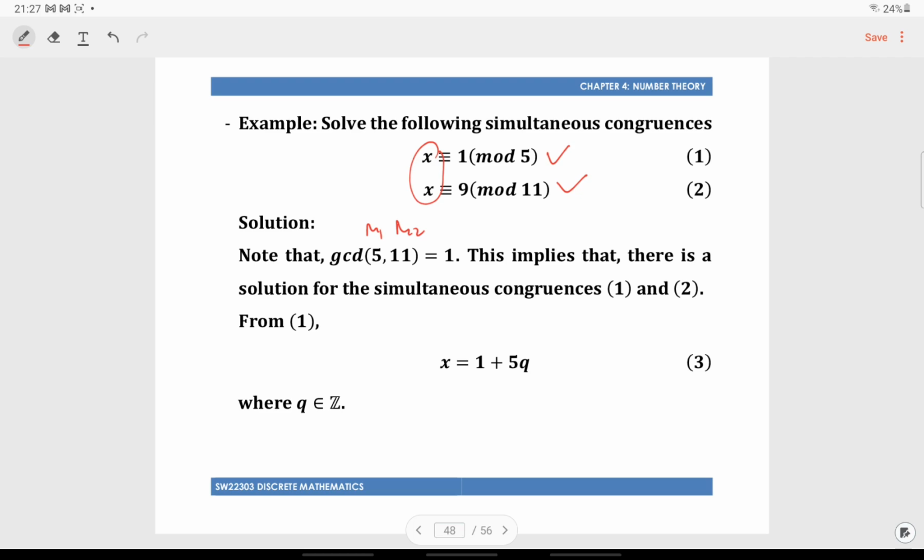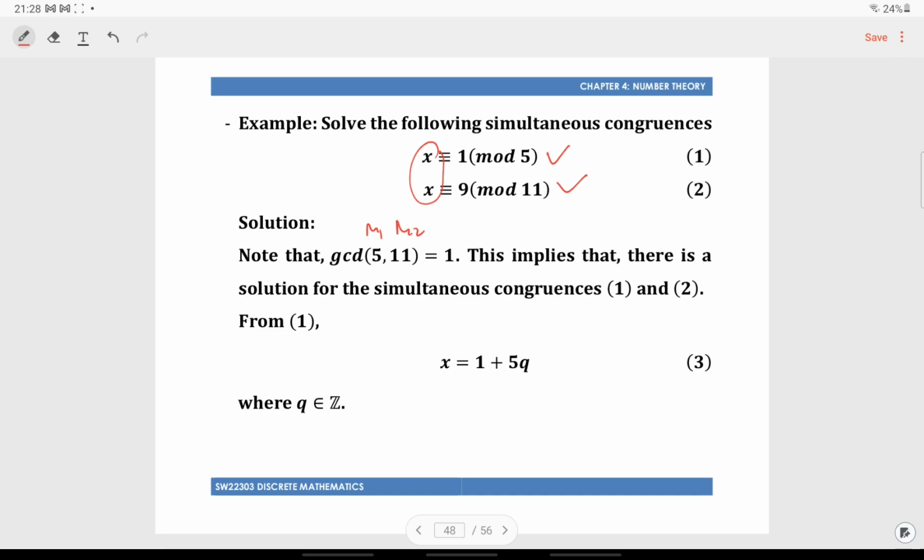So this implies that because the GCD of the moduli is equal to 1, there is a solution for the simultaneous congruences 1 and 2. Okay, so how to find the solution? First of all, you need to know how to convert from congruence to equation. So how to do it? How to convert from congruence to equation?